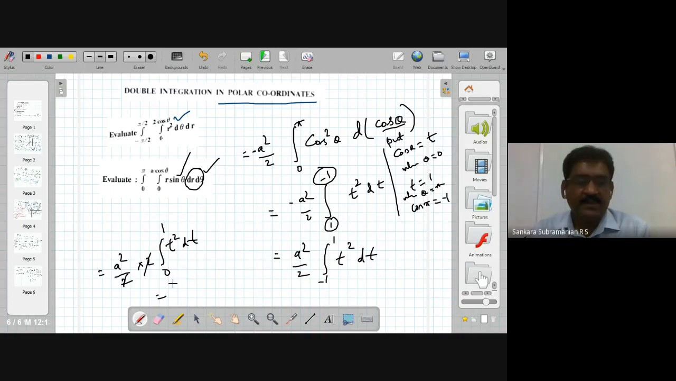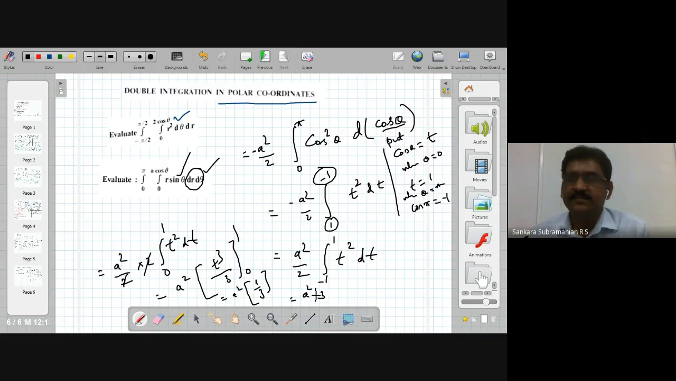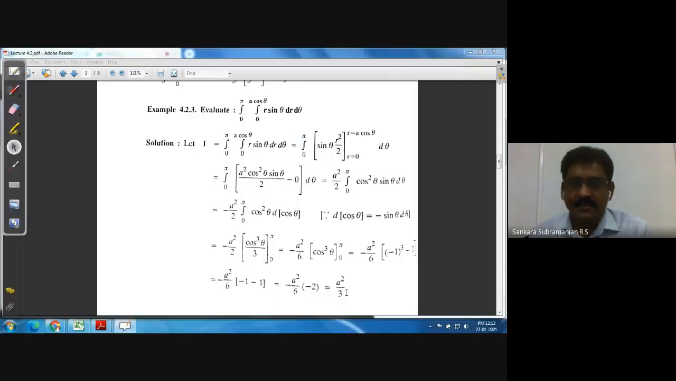So you get a square into this is t cube by 3, taken over the limit 0 to 1. So this is upper limit minus lower limit. You get 1 by 3. So therefore you get a square by 3 will be the answer. A square by 3 will be the answer.